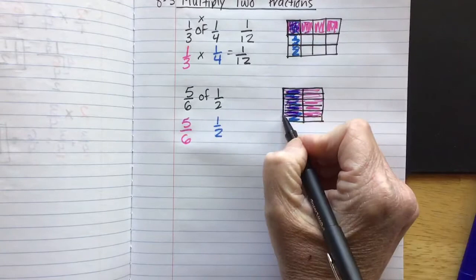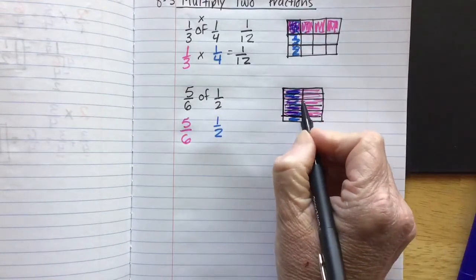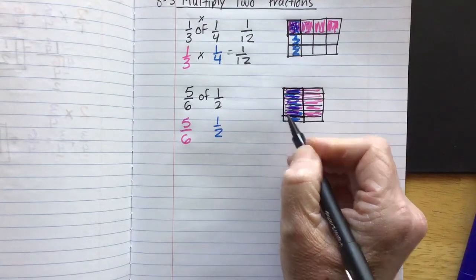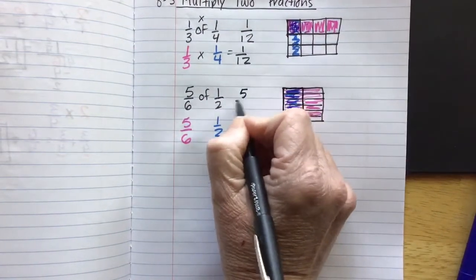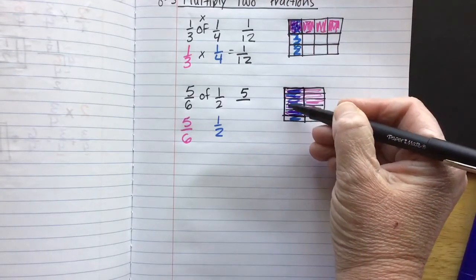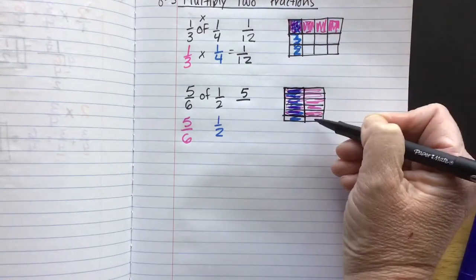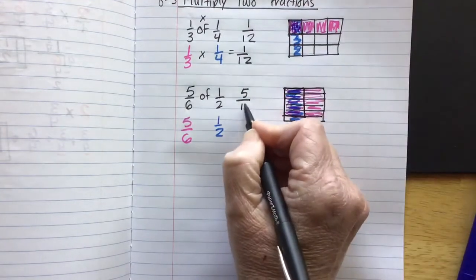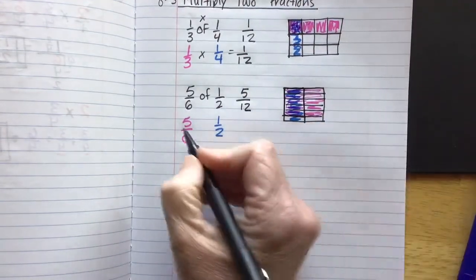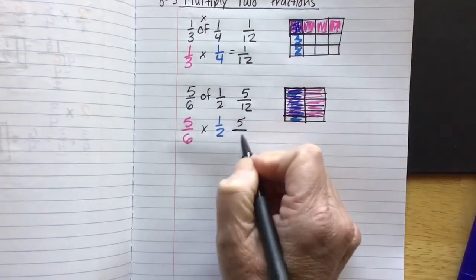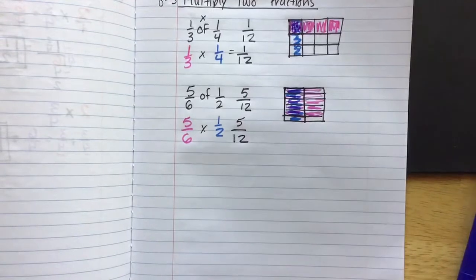So now let's go ahead and count our spaces again. So this is the space we're looking at for our numerator. 1, 2, 3, 4, 5 of them are shaded in out of 1, 2, 3, 4, 5, 6, 7, 8, 9, 10, 11, 12. 5 of 12 are shaded in. 5 times 1 is 5. 6 times 2 is 12.